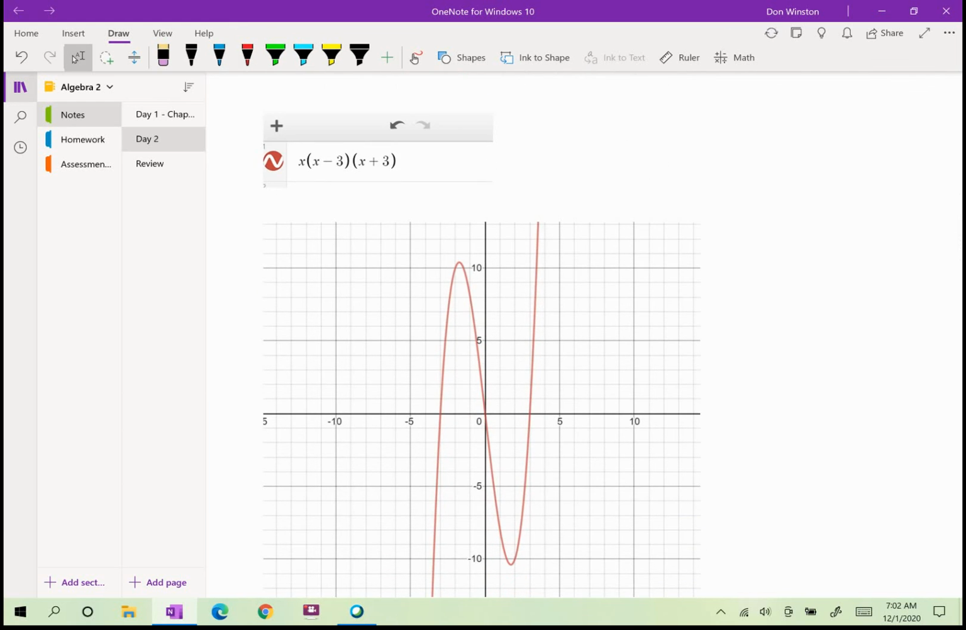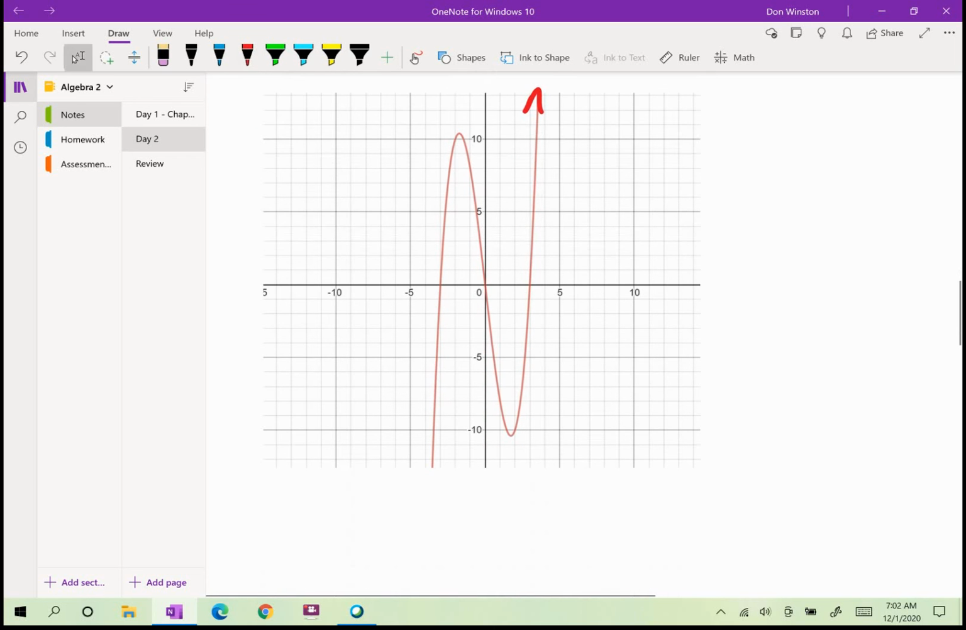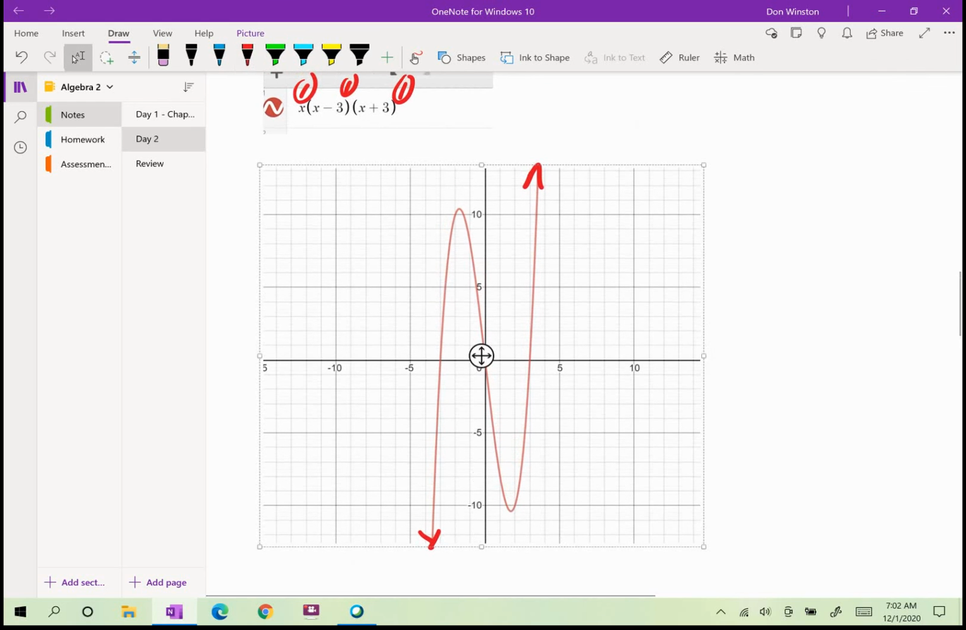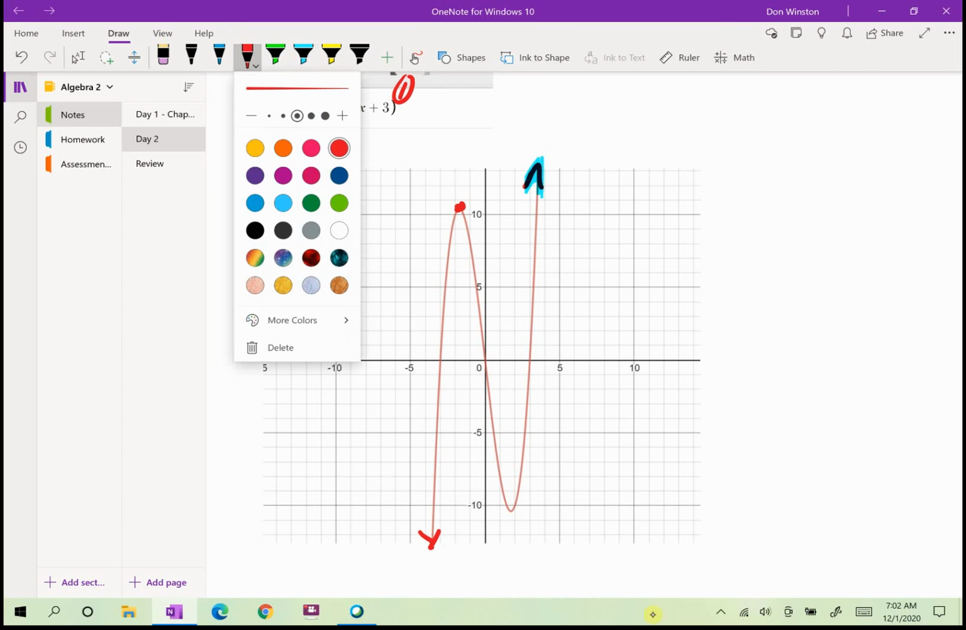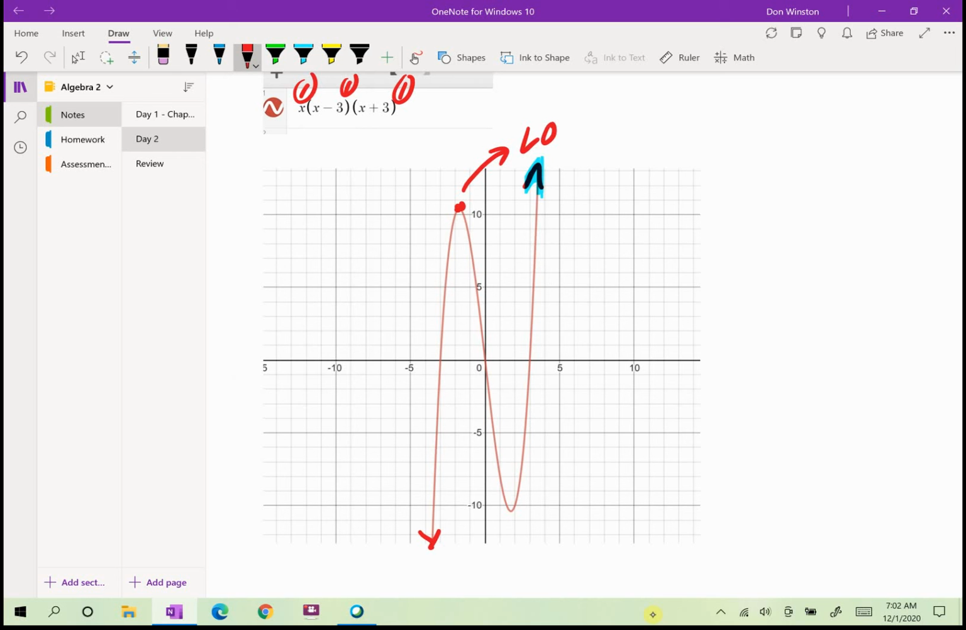So here I have x times x minus 3 times x plus 3. It's a degree 3 polynomial. It rises on the right and falls on the left because the leading coefficient is positive. But the graph goes on forever that way, and the graph goes on forever that way. And so here I would have a local max. It's not a global max because there's a point on that graph that is higher than that point, because those y values are going up that way. So this would be a local max.